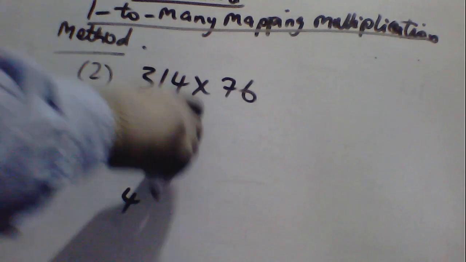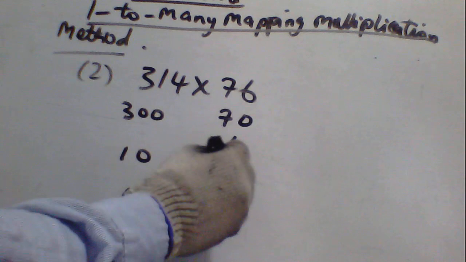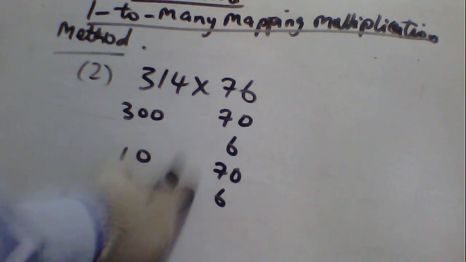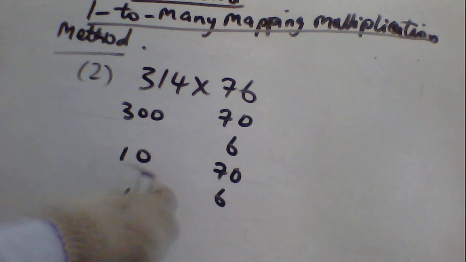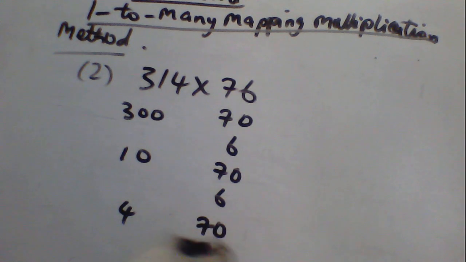Split it into each group. In this group, split this into 2, 70 and 6. You give each of these numbers split here its own portion. So here is 4. I have to give it 70 and 6. In this case, it will be easy.